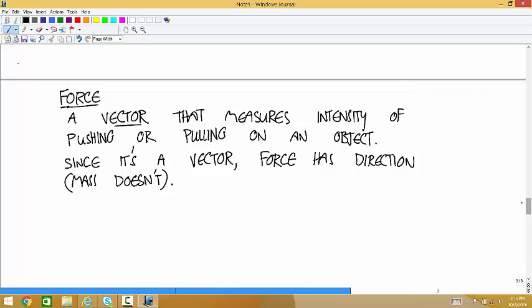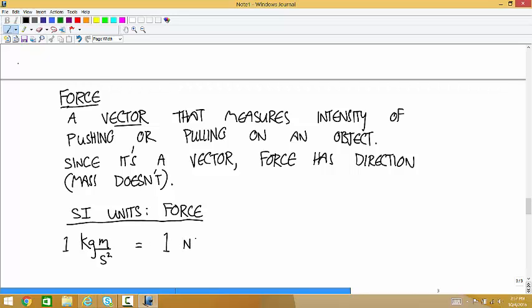The SI units for force are kilograms times meters per second squared. It's this crazy combination of units. But since we're going to use force all the time, we're going to repackage this into its own unit. So 1 kilogram meter per second squared is equal to 1 Newton. And we'll abbreviate that capital N.